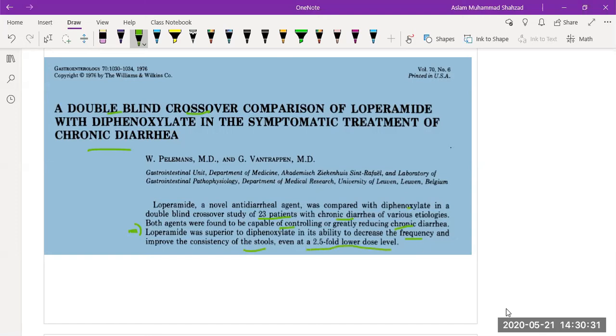So both difenoxylate and loperamide are effective, but loperamide can be more beneficial in low doses. That is the result they found, and they published it in Gastroenterology.